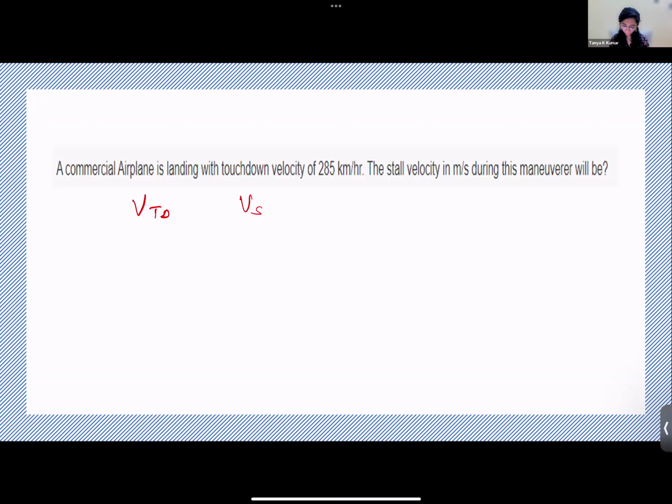So it's just V touchdown is 1.15 V stall, right? So V stall is nothing but V touchdown by 1.15, and that gives you 285 by 1.15. It's 247.8, but it's kilometer per hour. They've asked you in meter per second.